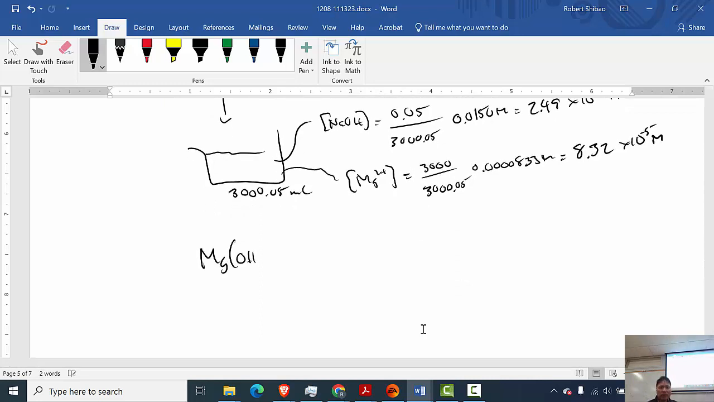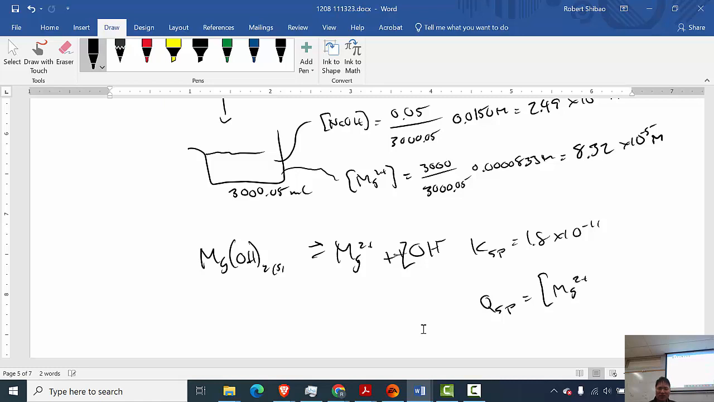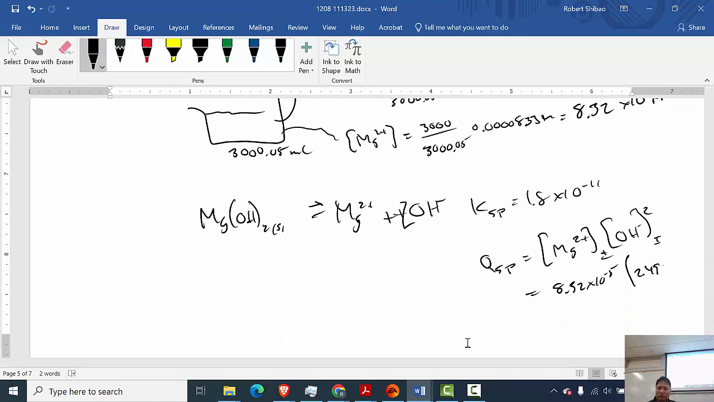Now, this is going to form the hydroxide. So we have solid magnesium hydroxide, which goes to magnesium ions and 2 hydroxides, and KSP for this is 1.8 times 10 to the minus 11. So we're going to calculate QSP. QSP is just the given, the initial magnesium concentration times the initial hydroxide ion concentration squared. The initial magnesium concentration is 8.32 times 10 to the minus 5, times the initial hydroxide concentration, 2.49 times 10 to the minus 7, and we're going to square that.